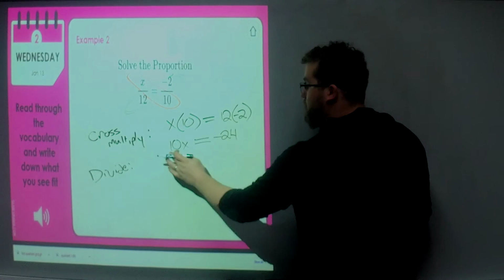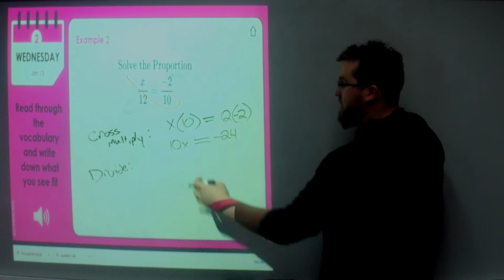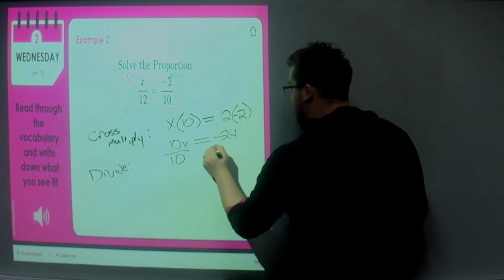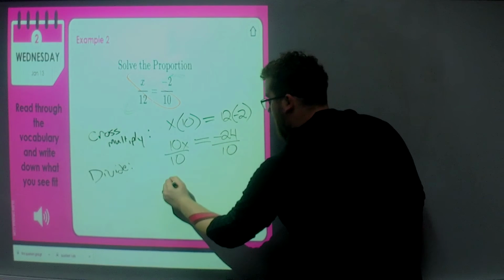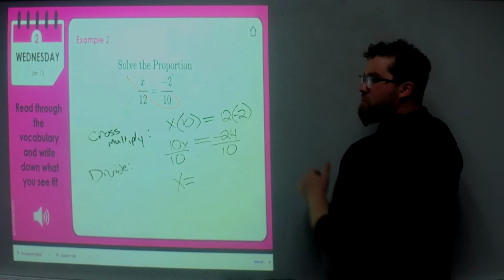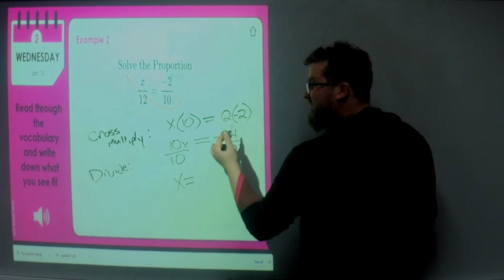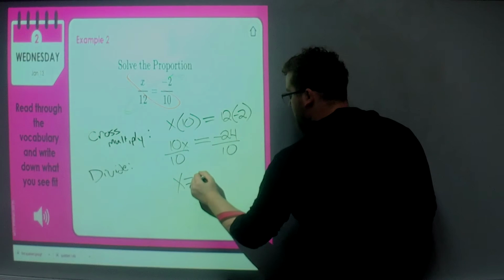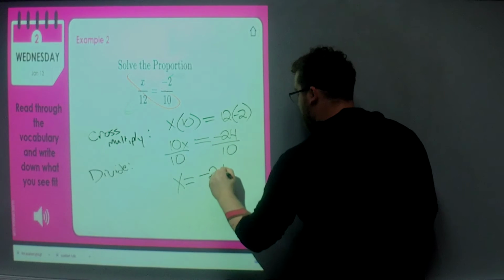And now we divide. We divide by the coefficient, the number in front of the x. Divide by 10. X equals, put that in your calculator. 10 doesn't go in there evenly. So we're going to say, all right, x equals negative 2.4.